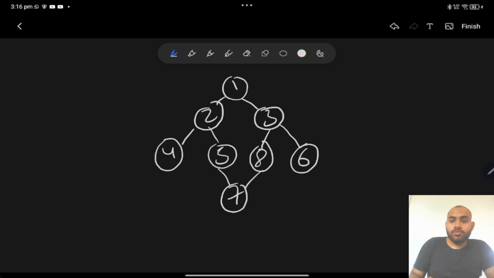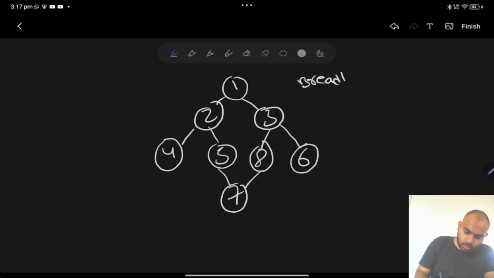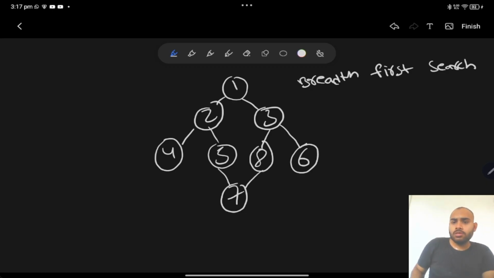This is a one based index graph. We have two types of graphs: zero based index graphs and one based index graphs. Now BFS, the full form of BFS, is breadth first search. What is meant by breadth? Breadth determines the distance from the currently selected node, or the initial starting node, to the traversing nodes, and that distance determines the level in which these nodes lie.